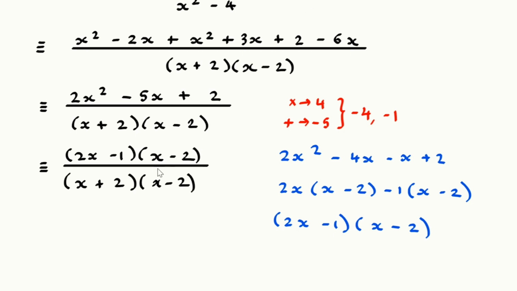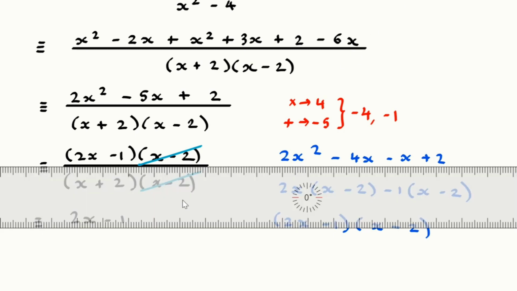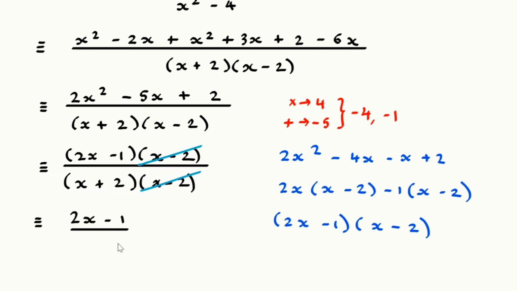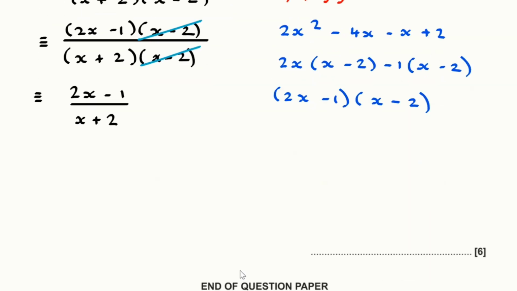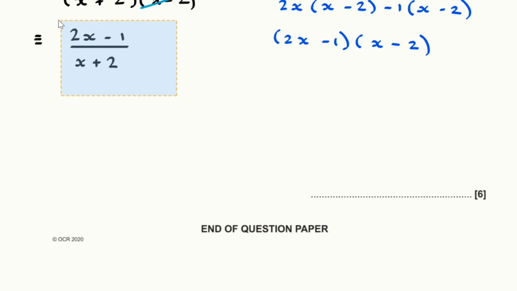Now, the x minus 2's cancel on the top and bottom, leaving me with 2x minus 1 divided by x plus 2. So I've got 2x minus 1 over x plus 2 as my final answer.